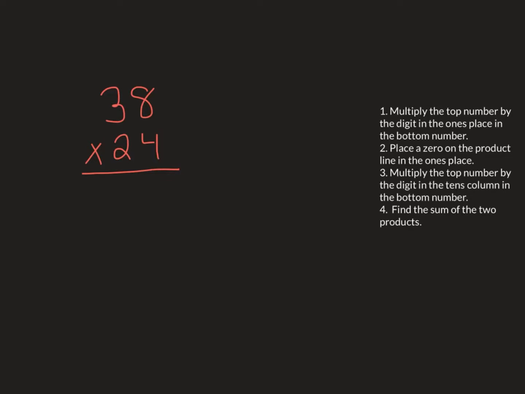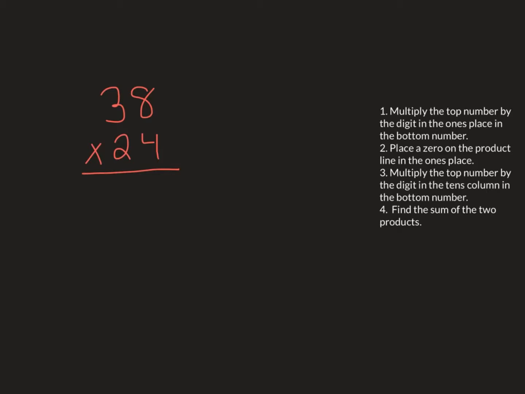Today we're going to learn how to multiply by two-digit numbers using the standard algorithm that we learned in 5th grade. There are 4 steps to multiplying a two-digit by a two-digit number. The first thing I want to do before I do anything else is to make an estimate so that I have an idea about what my answer should be.